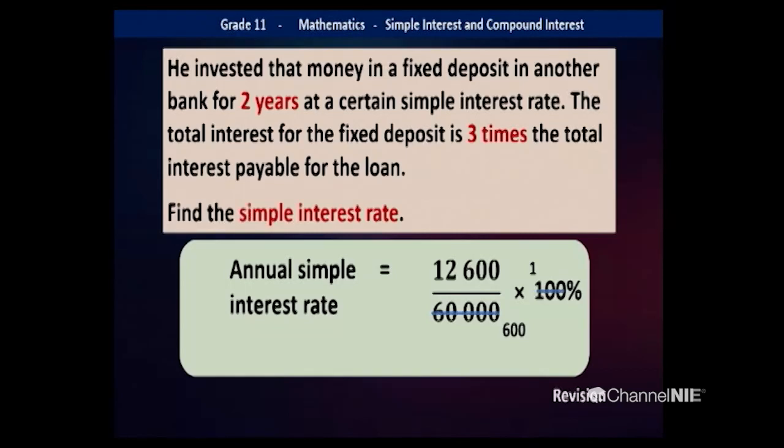Then 600,000, once you divide by 100, answer 1 and 600. Then again 12,600 divided by 600, answer is 21. Then what is the annual simple interest rate? Annual simple interest rate is 21%.